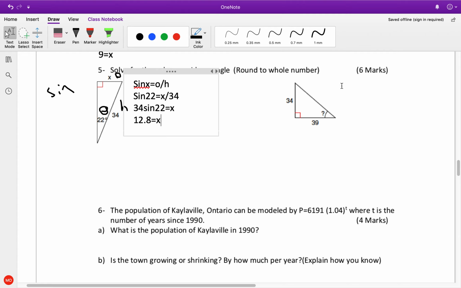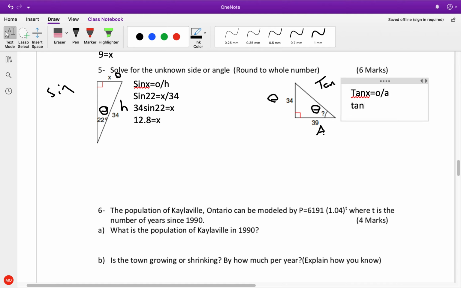So next up, let's label this one. So this is my theta, this is my adjacent, and this is my opposite. So I know I'm going to use tan. So let's write out my tan. So tan x equals opposite over adjacent. So tan x, I'm going to leave it as x, equals 34 divided by 39. Oops, 39. So what's that equal? Tan x equals 34 divided by 39 equals about 0.87.